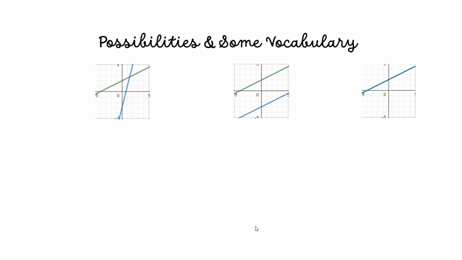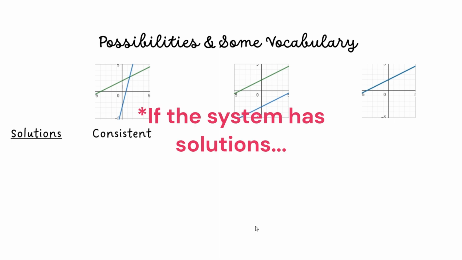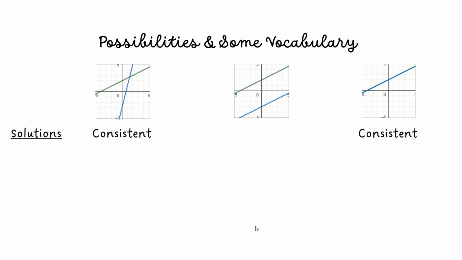So some of the vocabulary you may be asked to use is vocabulary related to solutions, which would be consistent and inconsistent. If the system actually has a solution or has many solutions, then that system is said to be consistent. And that is the two lines that meet in one place and the two lines that lay right on top of each other. The parallel lines that never meet are inconsistent.